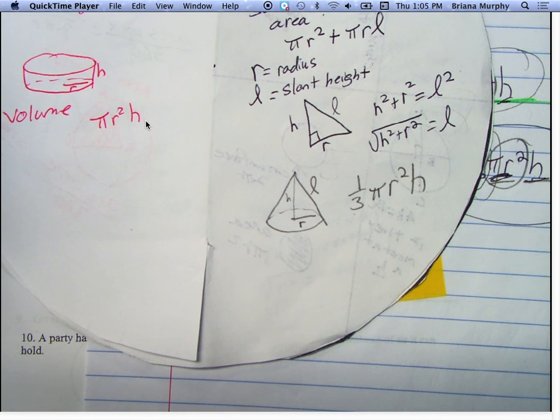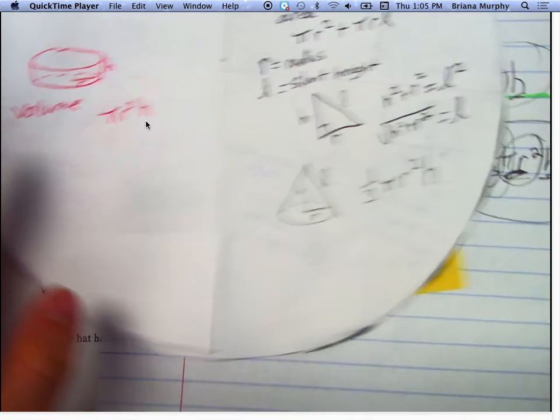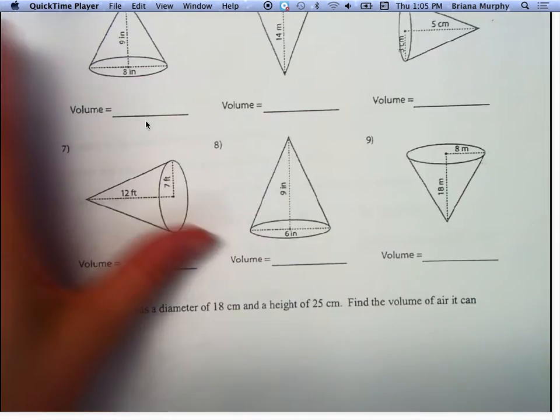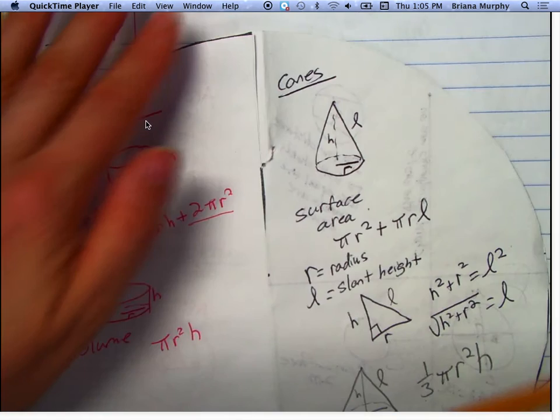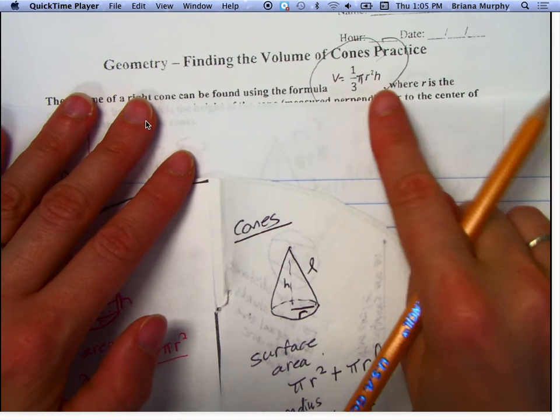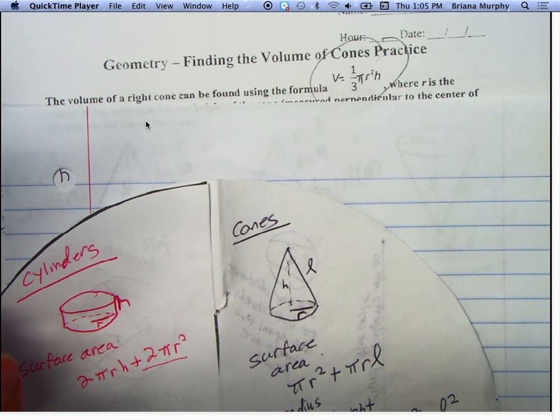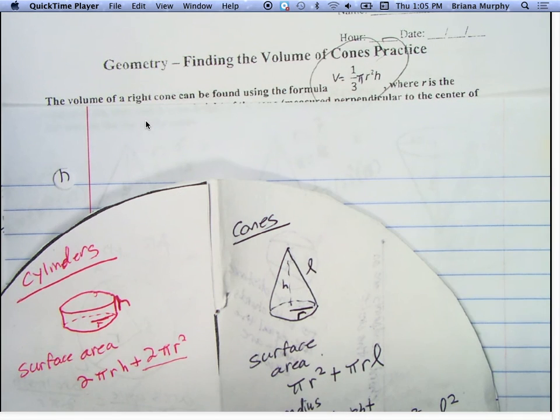Okay? All right. Let's talk about volume of cones. We're going to do question number 4 on your paper. Before we start that, your paper is wrong. At the top, it should say volume equals 1/3 pi r squared h. 1/3 pi r squared h. 1/3 pi r squared h.